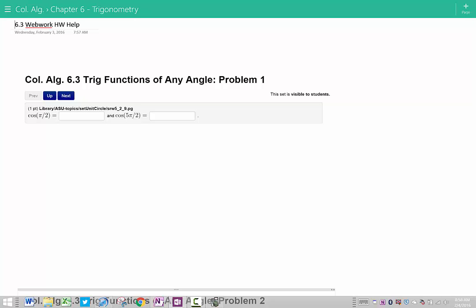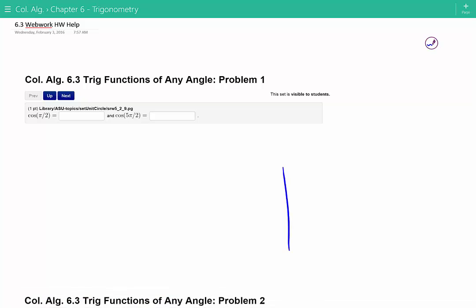Okay, this is 6.3 homework help. The first problem wants us to find the cosine of pi over 2. So if we know our unit circle, we know where pi over 2 is, it's right here. The cosine of that is the x value, so that's just going to be 0.